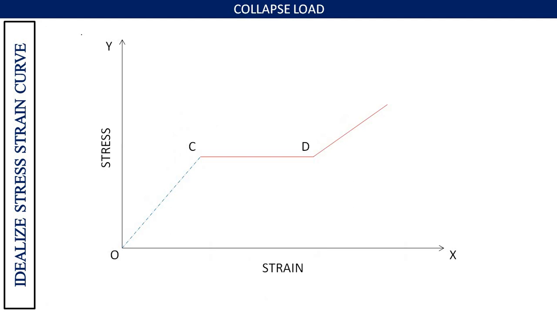and the idealized stress strain curve is produced, in which O and C point, here you can see O point and C point, are considered as the elastic range, and points C and D are considered as the plastic range. In the elastic method of design, the stress and deformation are computed at working load.